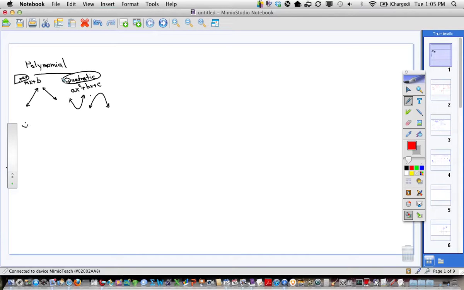Now, you get into a cubic. We already talked about that a little bit earlier. That would be like an x cubed. Now, again, polynomial functions always have to have whole number powers.